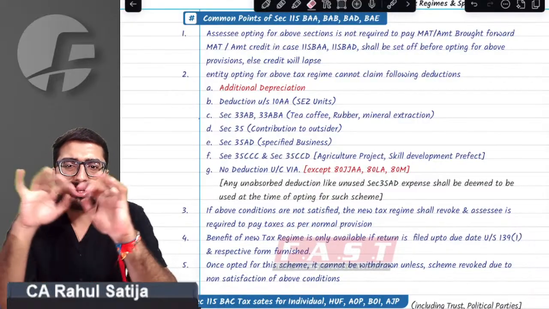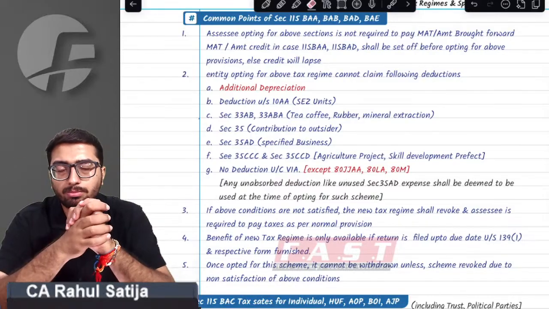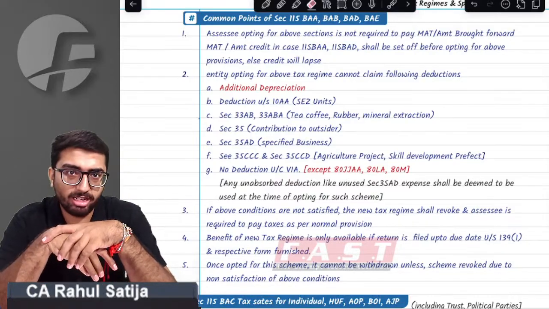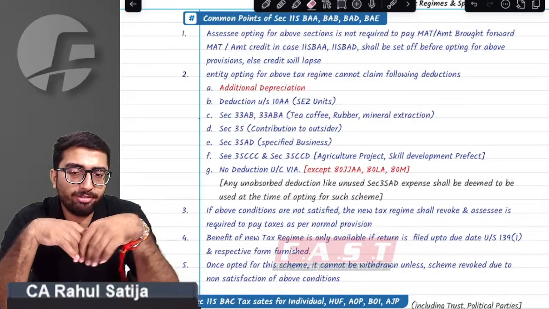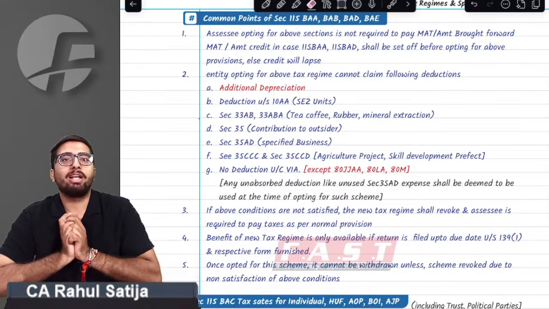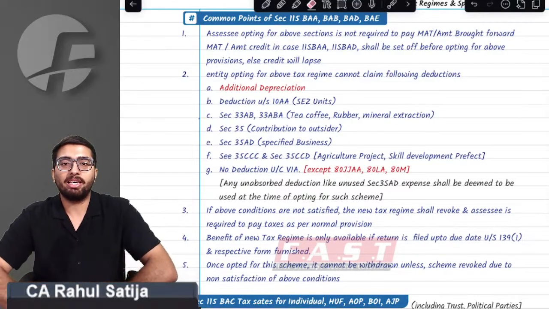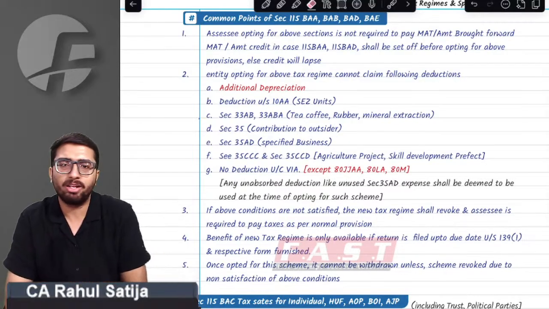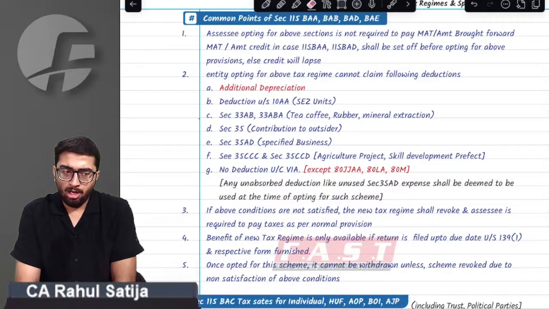Sir, certain deductions shall never be allowed. See, ultimately, government is giving you a benefit. Government gives you the benefit of lower tax rates, so the provision says there are certain benefits that you will not be allowed while claiming 115BAA, BAB, BAD, BAE. You will not be allowed certain deductions.